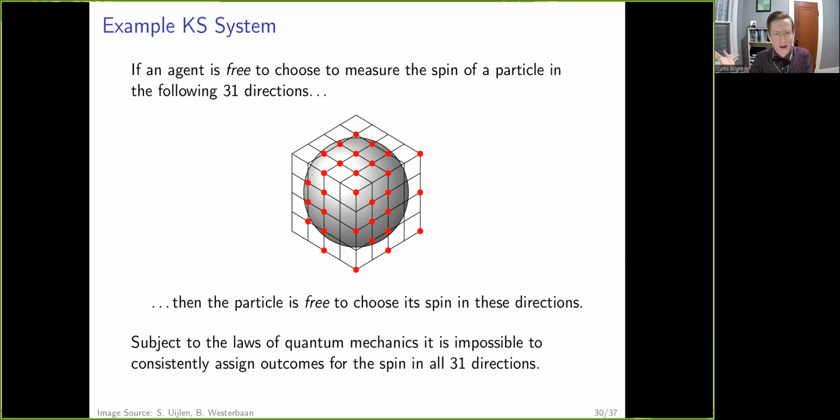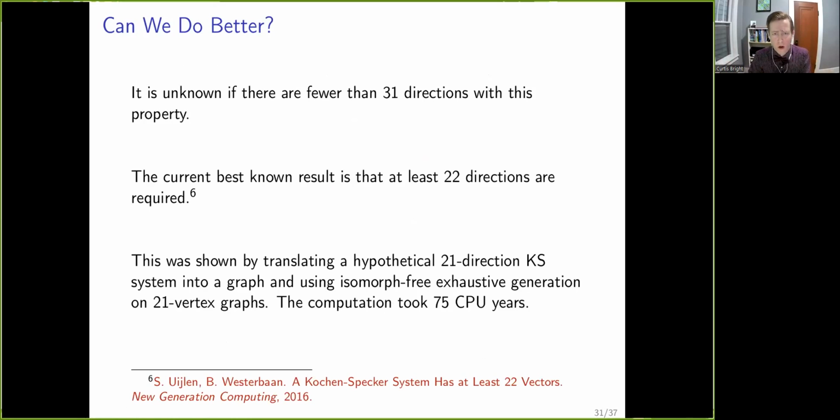Anyways, this is a bit above my pay grade, right? I don't work in physics, but what I do is search for combinatorial objects of this form. And so, well, first of all, here's the question.